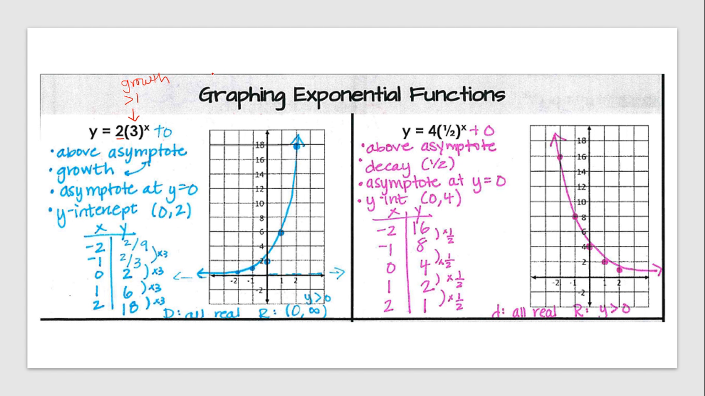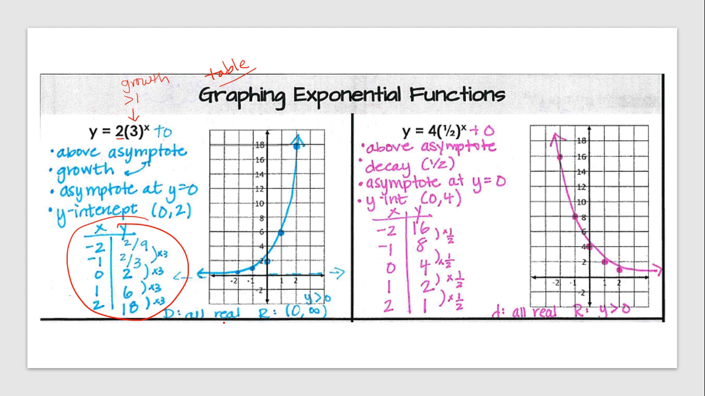Remember, when you're graphing, you can always use a table. If you forget all of the features of the specific graphs, just use a table. So plug in your values from -2 to 2 in for your x and get your y values out, and then you can plot your points. So that's what we did here.